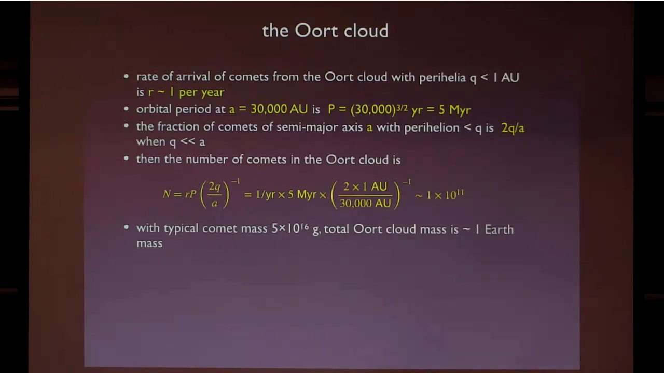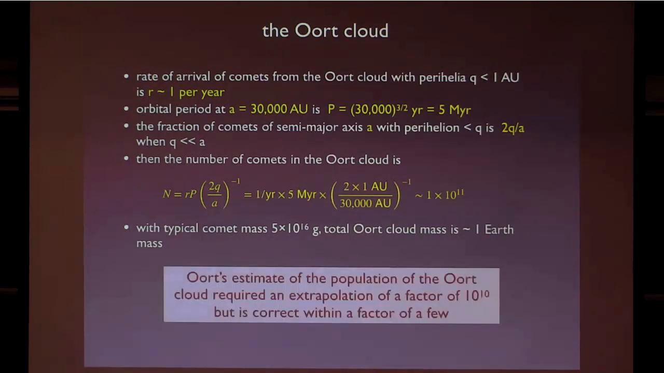Scott, when Oort did it, how big was his error bar on the total mass? Well, we don't even know now how big the error bar is in the total mass. But I do want to point out that, from his population of 10, he extrapolated by a factor of 10 to the 10th, and as far as we know, that answer's right within a factor of 2.